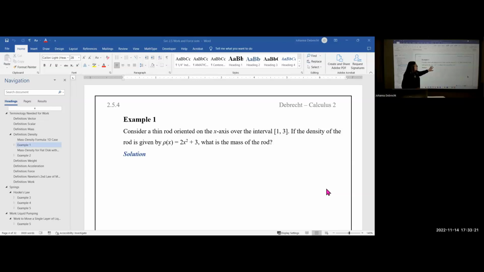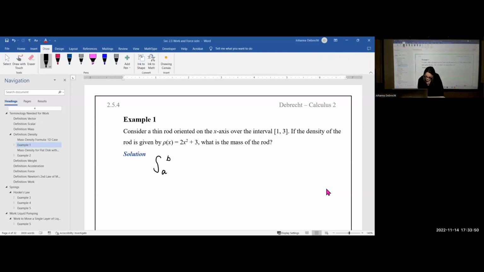Now, the density of the rod varies along the length of the rod. According to the formula, rho of x is equal to 2x squared plus 3. This is rho. It is the Greek letter r, even though it looks like a p without the stick on it. So it is r. So we're going to take this function right here, and we're going to use our formula that we just got a minute ago to compute this. So remember that our formula is going to be the integral from a to b of rho of x dx. And this will give us the mass of that section of the rod.